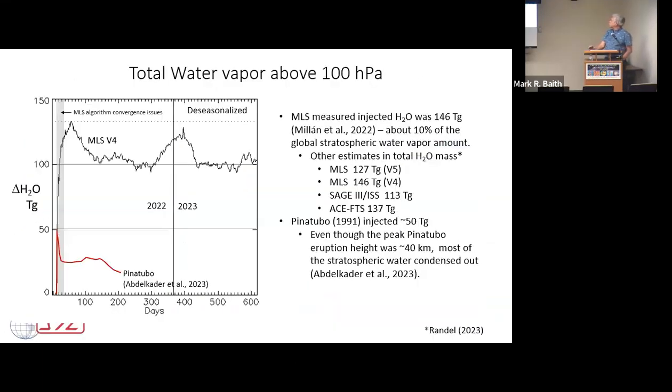Okay, so what's the total water vapor? A participant asks, can you see that on the, is that thing on the top there?